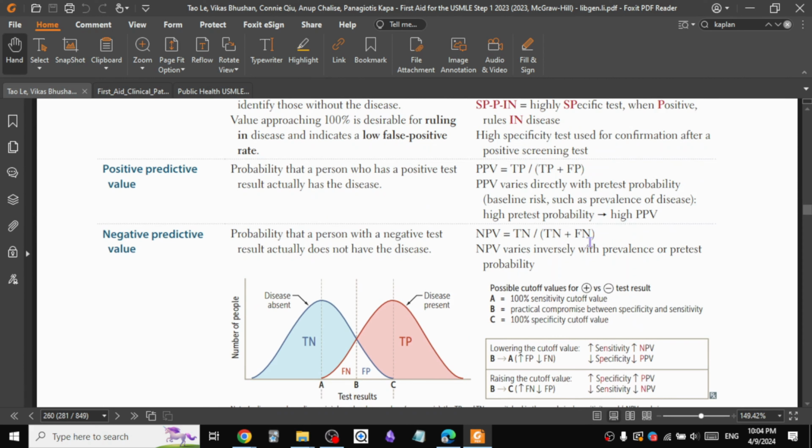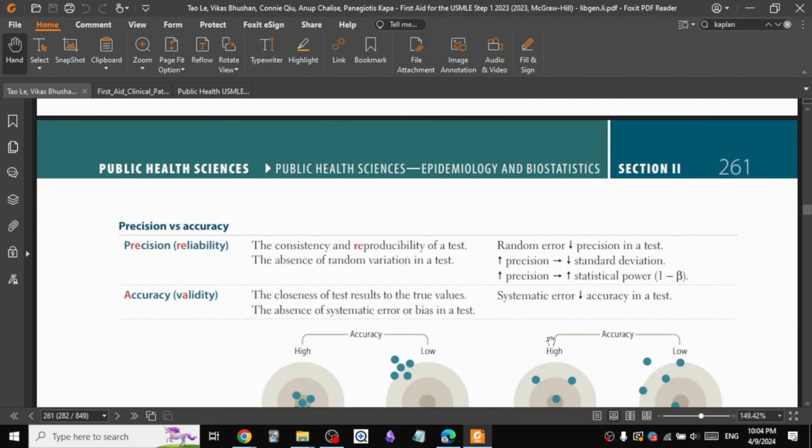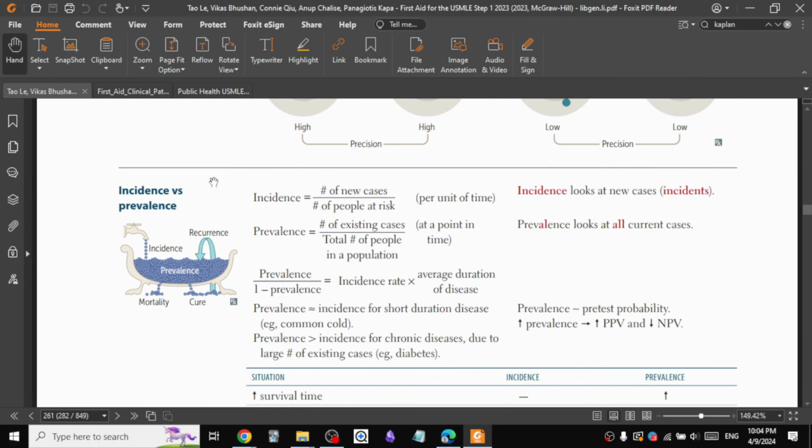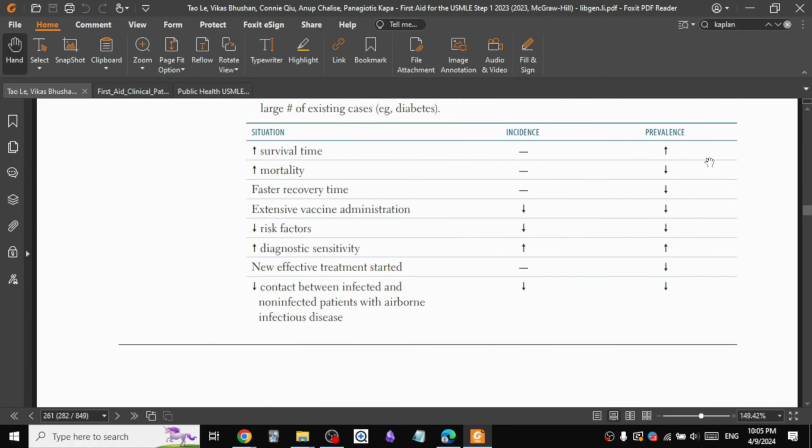So I wanted to show you this. PPV varies directly with pre-test probability, baseline risks such as prevalence of disease. High pre-test probability means you have higher chances of getting a positive test. That's all this statement means. And I'm covering all my ground when it comes to all this, right? So now we understand incidence, prevalence, and pre-test probability in a way. They also ask us questions based on incidence and prevalence in terms of changing certain things and what decreases, what increases. So let's make intuitive sense of this, and then we go into the likelihood ratios.